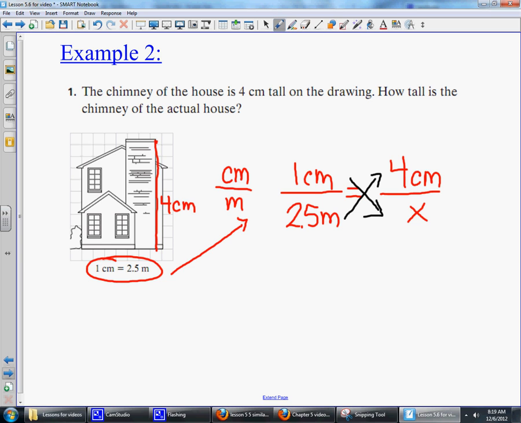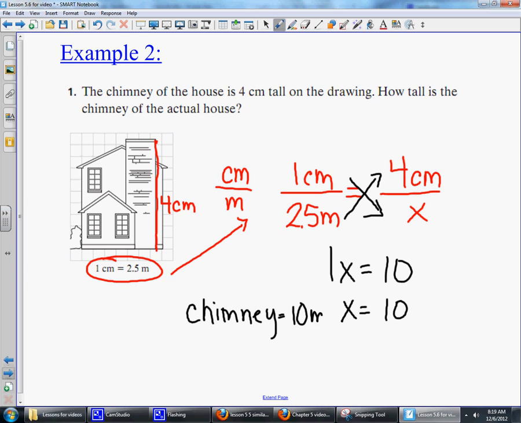So we use cross products. 1x is equal to 4 times 2.5, which is 10. So really, x is equal to 10, which means that the chimney is equal to 10 meters in height.